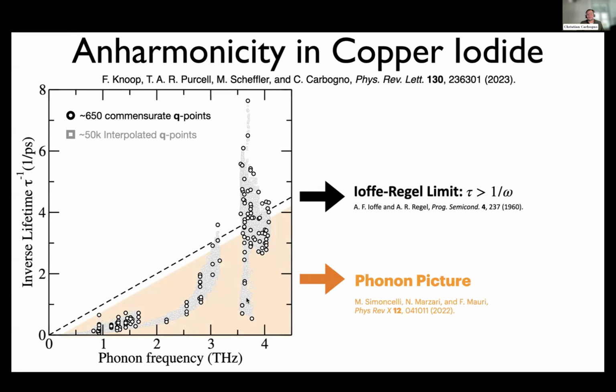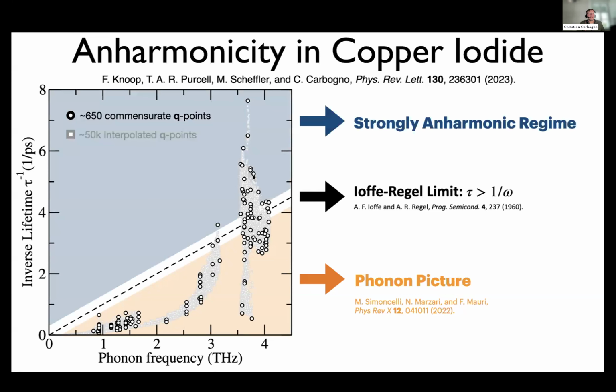these are valid phonons. These have lifetimes that are longer than their actual oscillation period. However, in copper iodide, we also have some phonons, and not just one, that lie beyond this limit and fall into this strongly anharmonic regime that lies beyond the phonon picture, where the phonon picture becomes invalid. And this is the reason that perturbation theory, which fundamentally relies on a description of the dynamics in terms of phonons, is no longer applicable for this material.